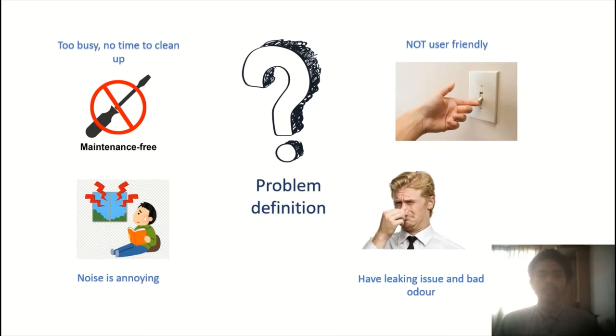Next, it produces too much noise. A normal garbage disposal produces a sound of approximately 80 decibels. This is the same as the sound of a lawnmower. The noise can cause discomfort to the user, especially to families with young children and babies.